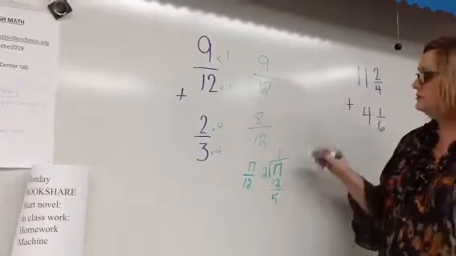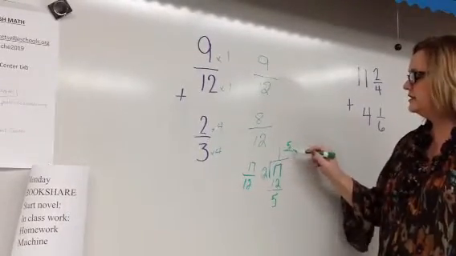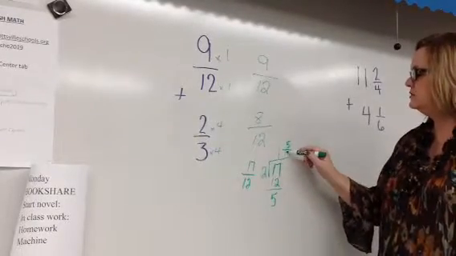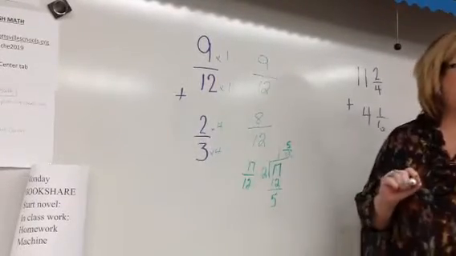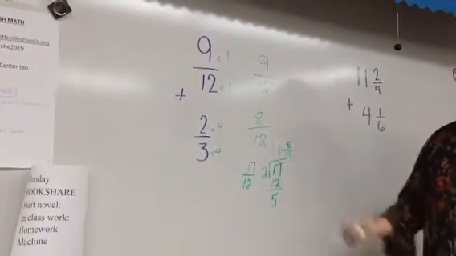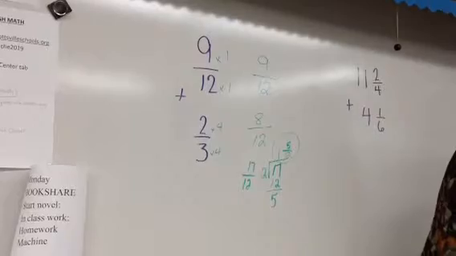My remainder becomes my new numerator, and my divisor becomes my new denominator. So the answer to this problem is 1 5/12.